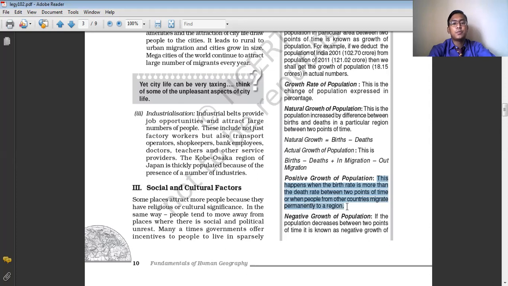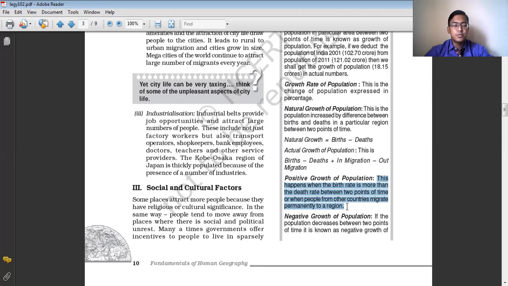So when does positive growth of population take place? This happens when the birth rate is more than the death rate between two points of time, or when people from other countries migrate permanently to a region. Like in the case of our country, many people from the neighboring countries have migrated and settled permanently. In that case, positive growth will take place.